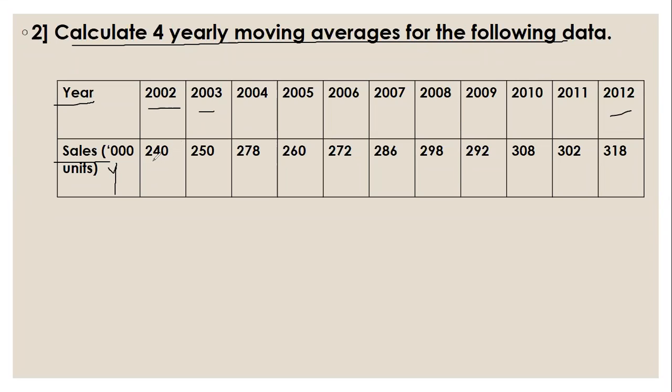Okay. Now here again it is in the thousands unit, which means 240 and after 240, 3 zeros. So which is going to give us 2,40,000 as the value. So here we have 240, 250, 278, 260 and so on. For all the number of years, they have given the data of sales. And they have asked us to find 4-yearly moving average.